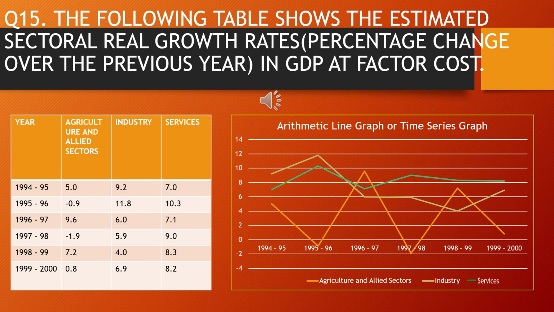So which type of graph will be most suitable? We find that the answer is the arithmetic line graph or the time series graph, which will be the most effective graph to represent this table in diagrammatic form. Here we have drawn the arithmetic line graph accordingly. The years are presented on the x-axis and the values for the different sectors on the y-axis, with the lines drawn accordingly. The orange line is for the agriculture and allied sectors, the light green is for the industry, and the dark green is for the services. So we present the values in the graph in this way and plot it accordingly.